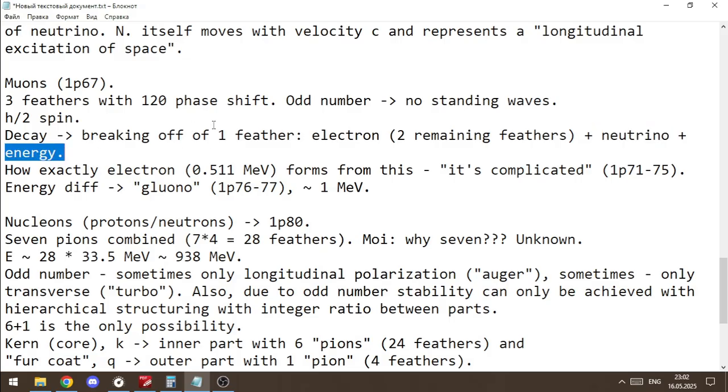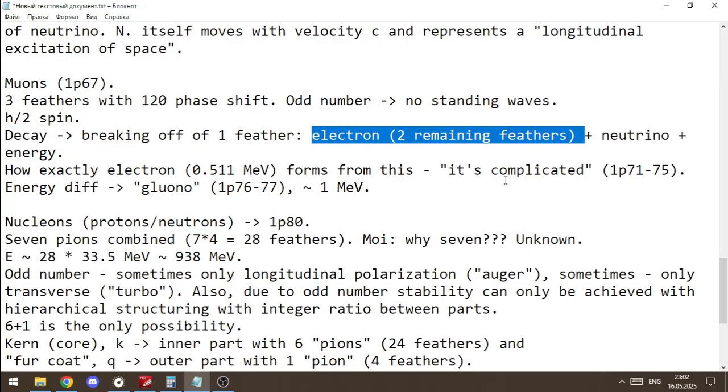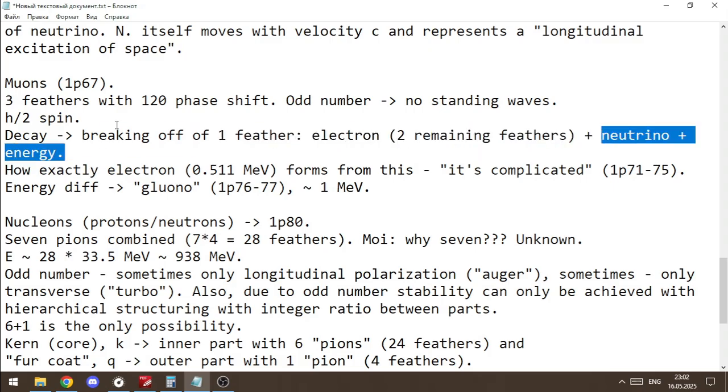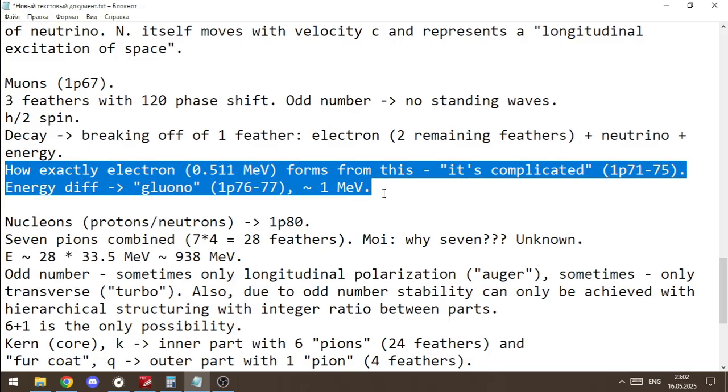So this feather has 35 MeV. Then we have an electron, which is only 0.5 MeV, and a bunch of energy pumped into the electron itself and a neutrino, right? So this is kind of a big problem, which Burtaev devotes a few paragraphs to: how exactly does this very light electron form from such a really heavy particle as the muon? Again, the electron is 0.5, and the muon is 105, right? So that's 200 plus times more.